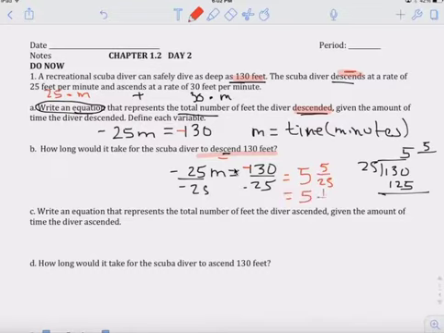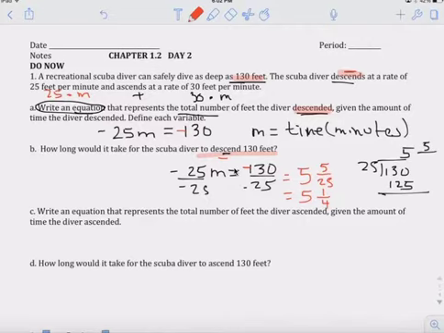5 and 1/4 of a minute. 1/4 of 60 is 15. So 5 minutes and 15, 5.15, 5 minutes and 15 seconds, if you want to look at it that way.